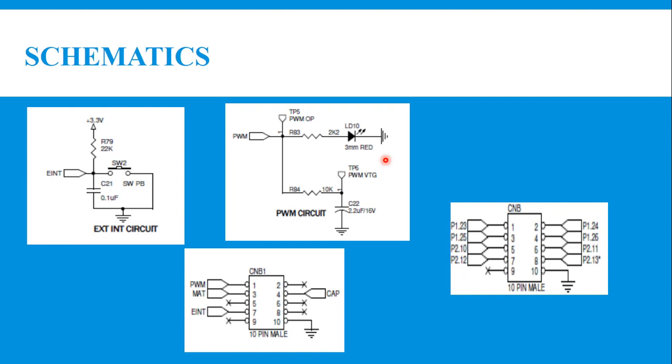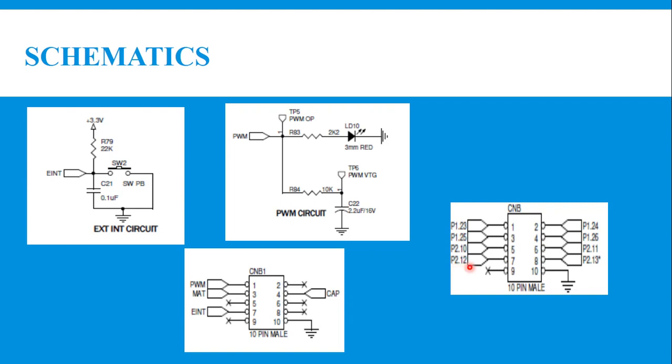EINT2, the external switch, is the one we are going to use for external interrupt. EINT is the pin name. You can observe that the 7th pin in the CNB1 is responsible for external interrupt. That 7th pin in CNB is P2.12, that is, port 2, pin 12, which is responsible for the external interrupt.